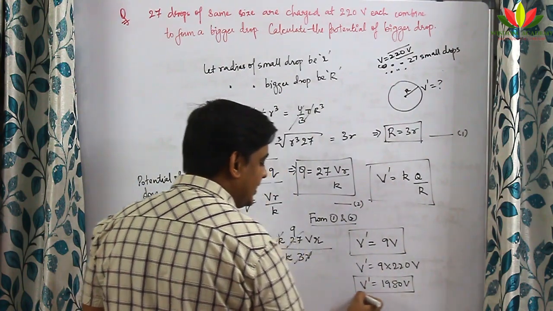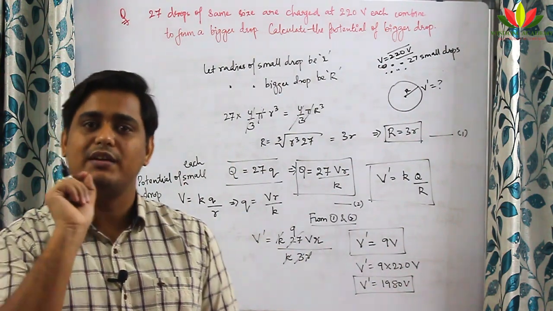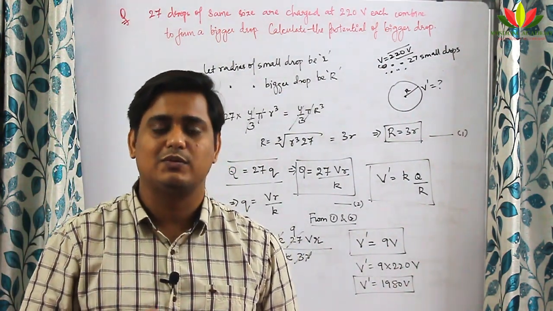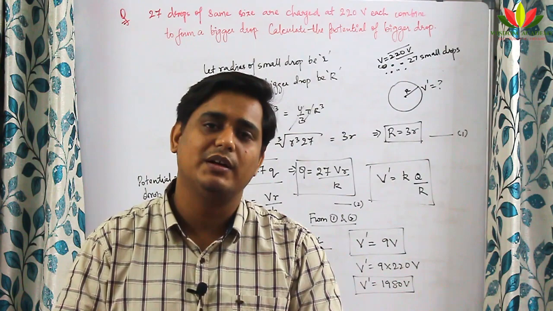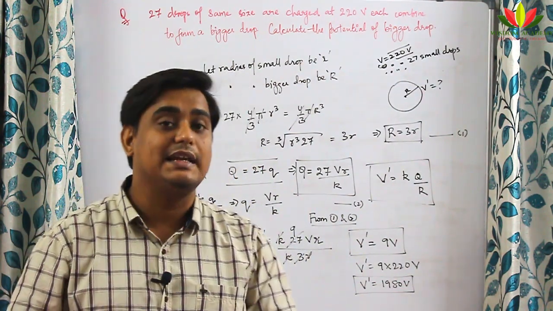So each small drop which had 220 volt potential difference, when it combined to form a bigger drop, it had a potential difference or the potential of 1980 volt.